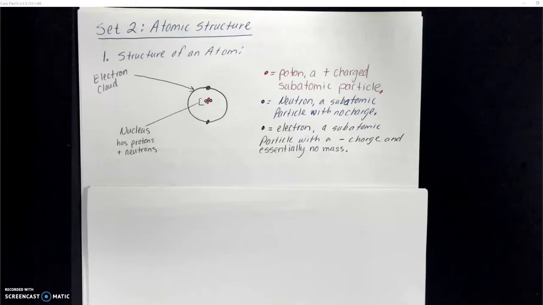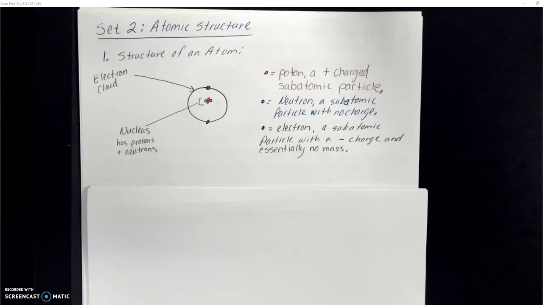Alrighty, AP Chemistry students, here is Set 2. Now, Set 2, believe it or not, is mostly a lot of review of the atomic structure. A couple of things at the end will be new to you and something that we have to know for AP. But let's start off simple. Let's start off with a simple structure of the atom.